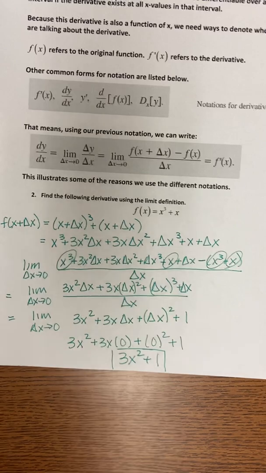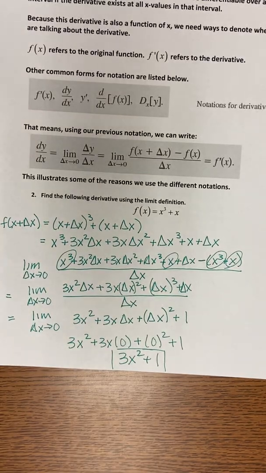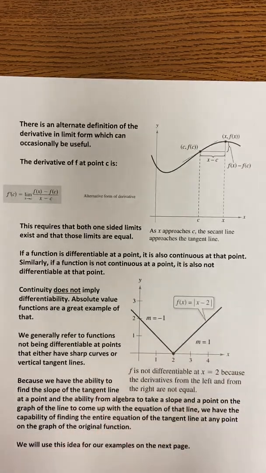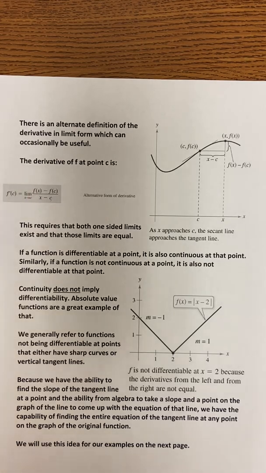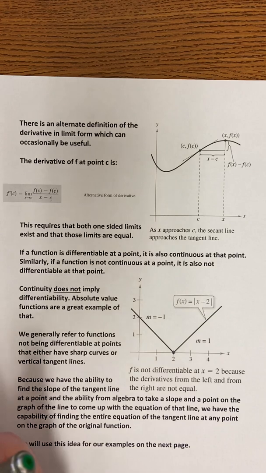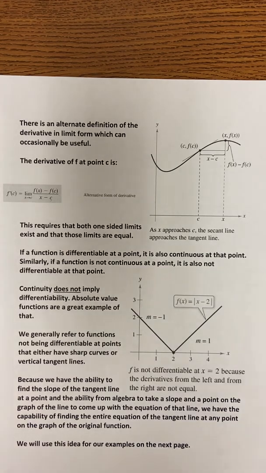Now, besides this version of the definition, there's a slightly different version of the definition that can be useful at times. Again, the way we can do this is the derivative of f at point c can be the limit as x approaches c of f of x minus f of c over x minus c. What this really is, is just a translation. Instead of centering around 0, we're now centering at the point c specifically. It's not wholly unlike what we did at the very beginning, but it is another representation. And this requires that both one-sided limits exist and that those limits are equal at the point c.